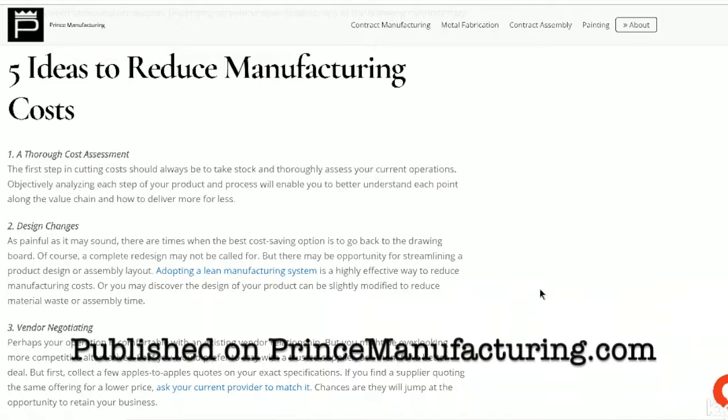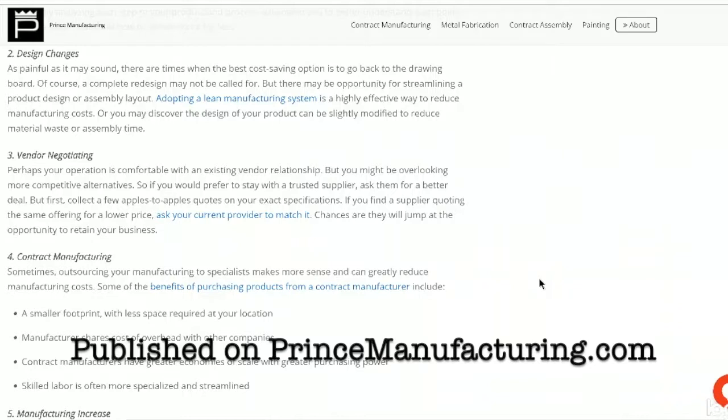A third idea to reduce manufacturing costs is vendor negotiating. Perhaps your operation is comfortable with an existing vendor relationship, but you might be overlooking more competitive alternatives. So if you would prefer to stay with a trusted supplier, ask them for a better deal. But first, collect a few apples-to-apples quotes on your exact specifications. If you find a supplier quoting the same offering at a lower price, ask your current provider to match it. Chances are they will jump at the opportunity to retain your business.